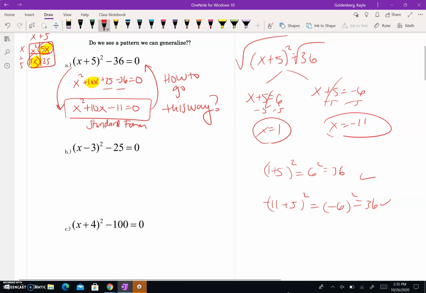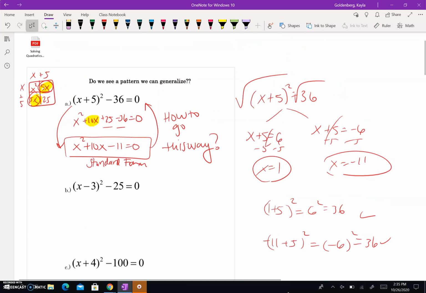The top form is called vertex form, and it's called vertex form because we can nicely pull out that vertex. Remember, if we think about transformations, this is left 5 and down 36. So that tells us that it looks something like this, and that vertex, that lowest point, has the coordinates negative 5, negative 36. So this is called vertex form, just to give you a name for it. It's the form where we can use square roots as a strategy. But the question is how to get from standard to vertex form. How to go the other way.